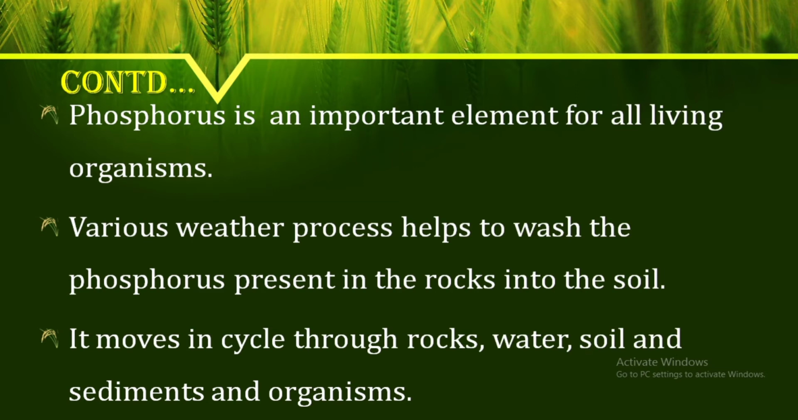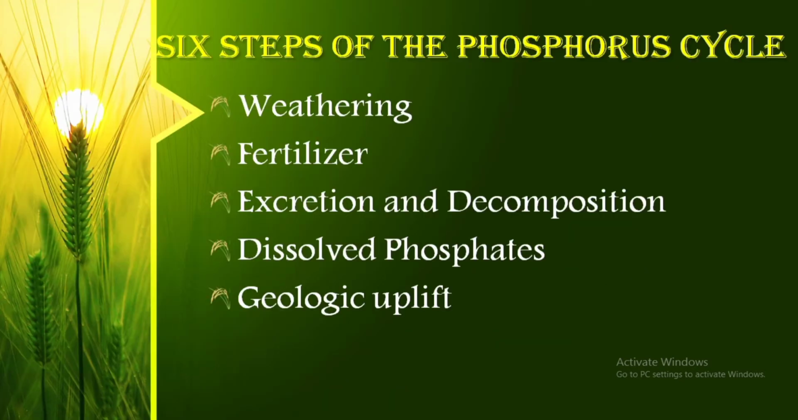It is involved in several key plant functions, including energy transfer, photosynthesis, transformation of sugars and starches, nutrient movement within the plant, and transfer of genetic characteristics from one generation to the next generation. So there are 6 steps of the phosphorus cycle.